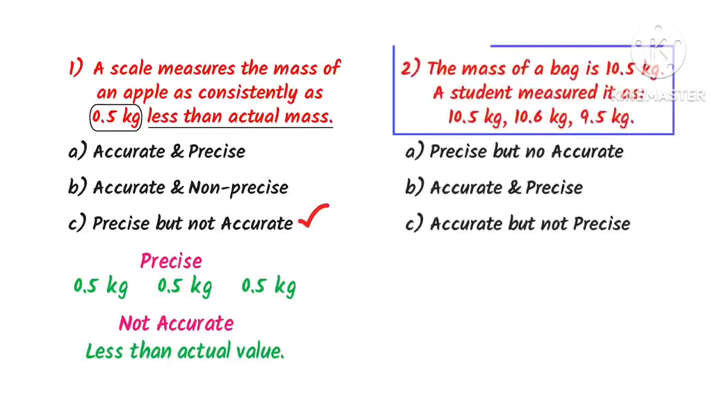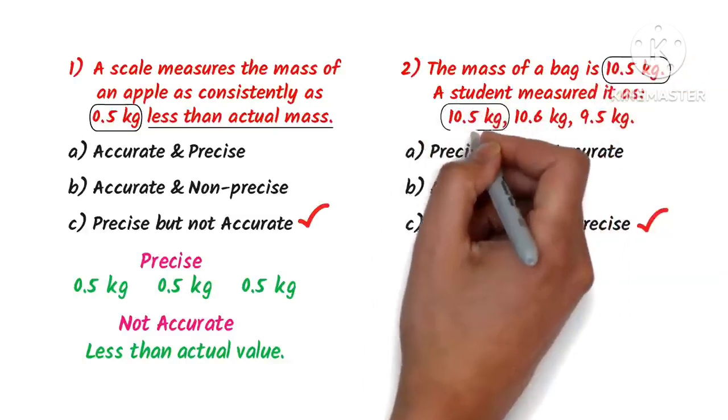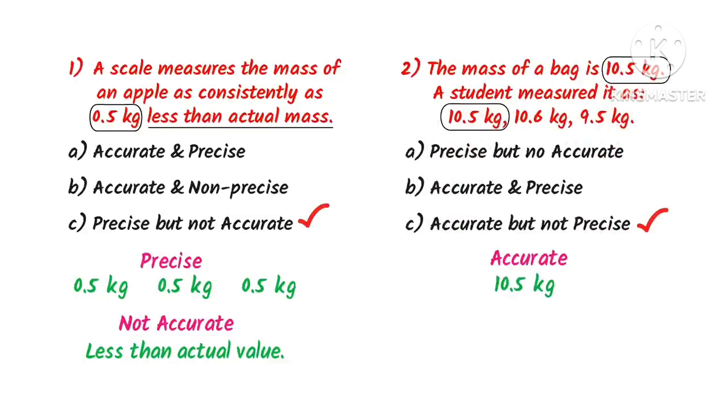The mass of a bag is 10.5 kg. A student measured it as 12.5 kg, 10.6 kg, 9.5 kg. The options are precise but not accurate, accurate and precise, accurate and not precise. Can you guess the correct option? Well, the correct option is C. It is accurate because one measurement of the student is matching the actual measurement. On the other hand, it is not precise because 9.5 kg is way different from 10.6 kg. Thus, this is all about accuracy and precision.